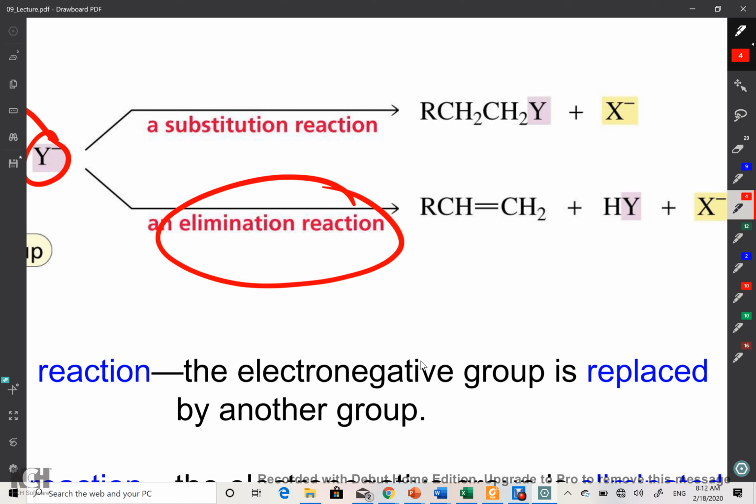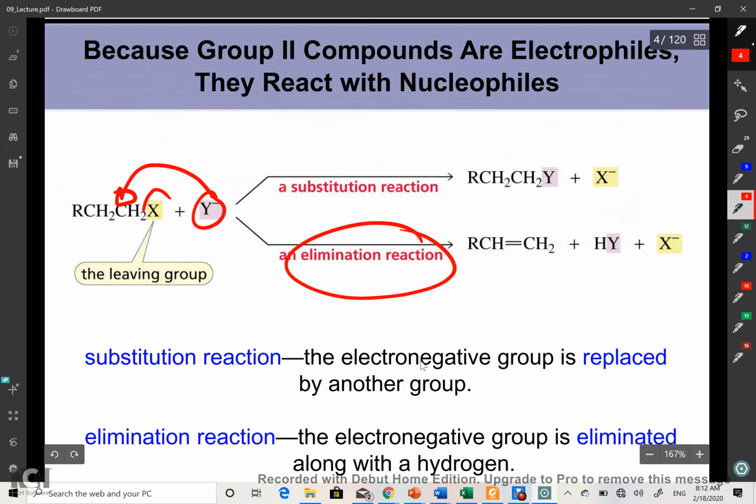If you have a substitution, the leaving group, in this case represented as X, is replaced by your nucleophile Y. That's simply a substitution. Just like in every sport, we have substitution. Then there's a possibility of having an elimination reaction. In the elimination reaction, the leaving group is taken away alongside a hydrogen atom. And that leads to the formation of an alkene, a double bond.